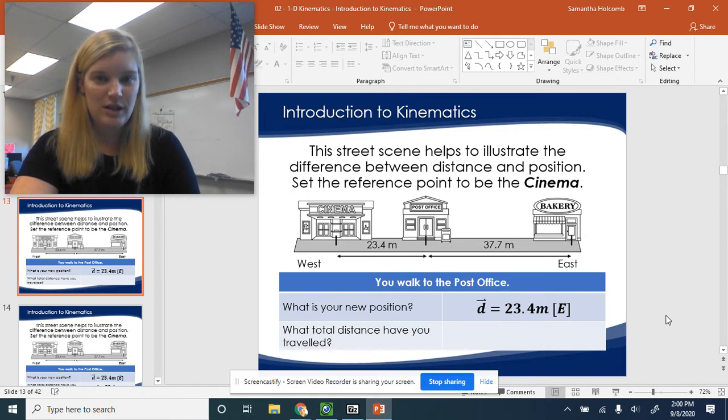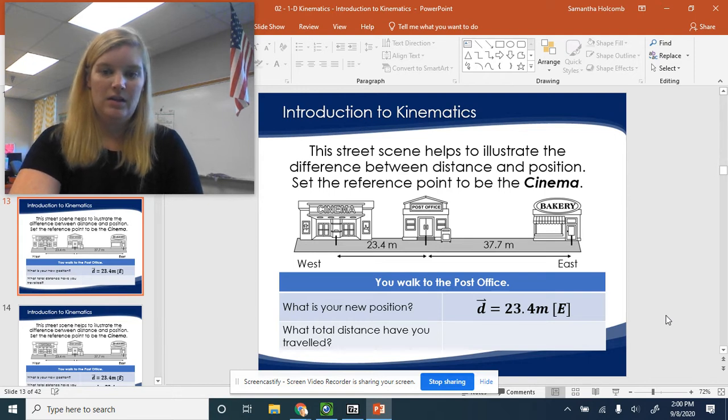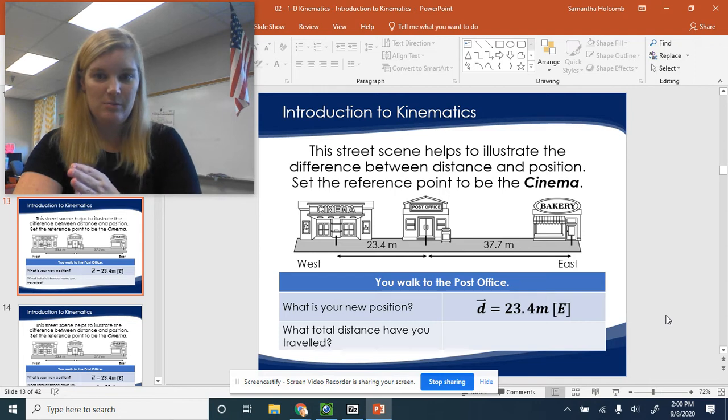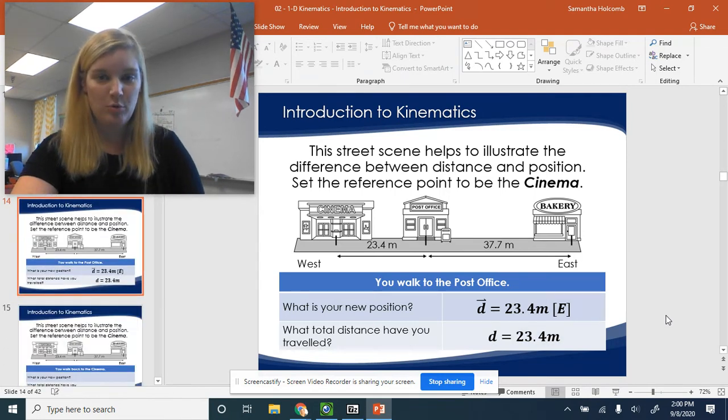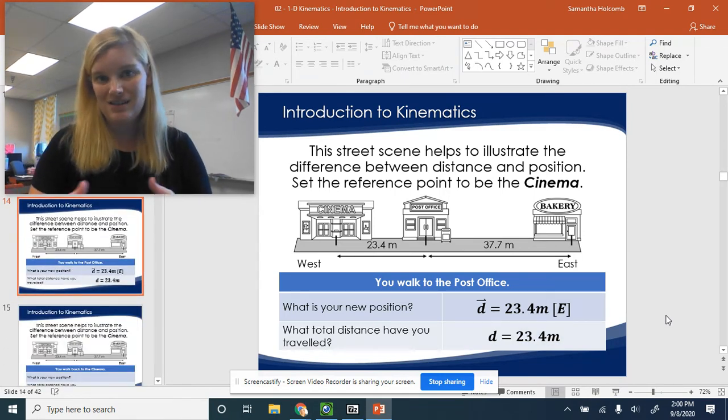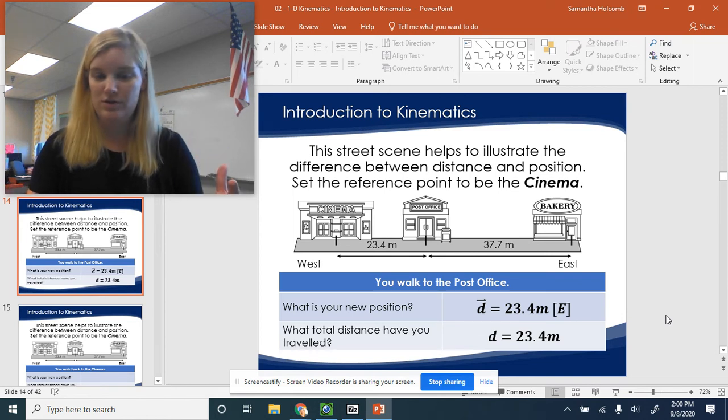Now we have to make sure that we're including east in our top hat because we're talking position. The total distance we've traveled from leaving the cinema in our first step to the post office is also going to be 23.4 meters. Again, though, distance is just how far we've gone. We don't care what direction. Your position includes a direction.